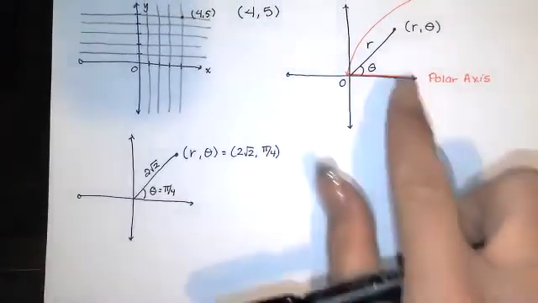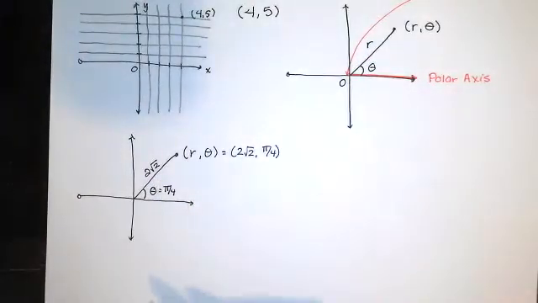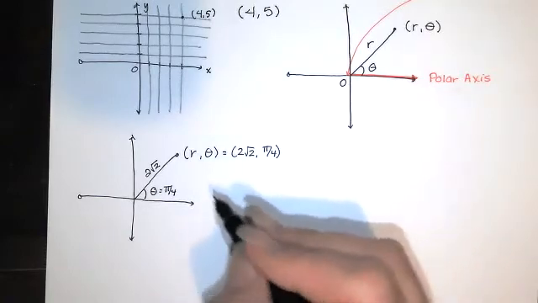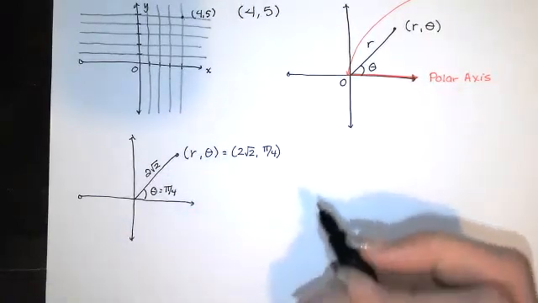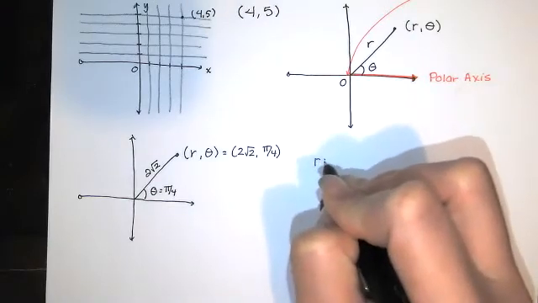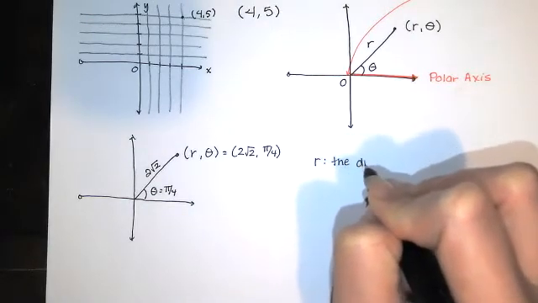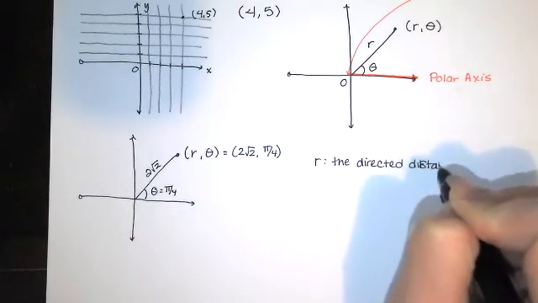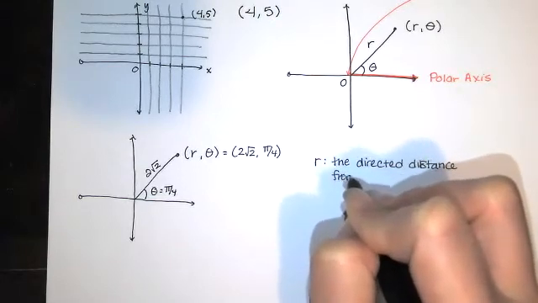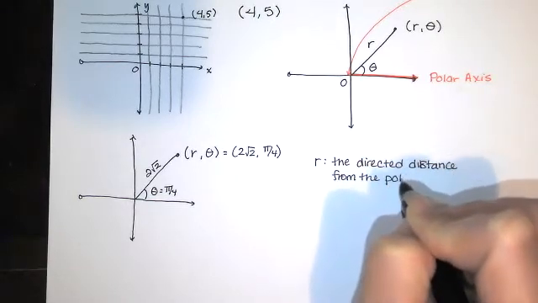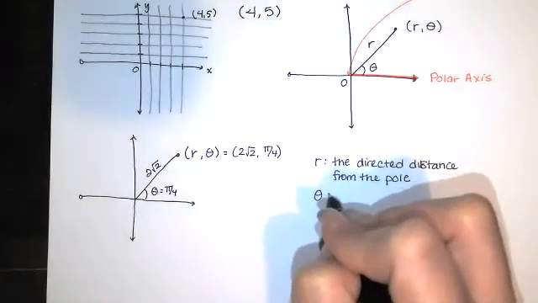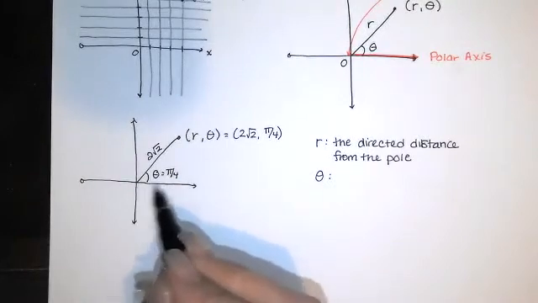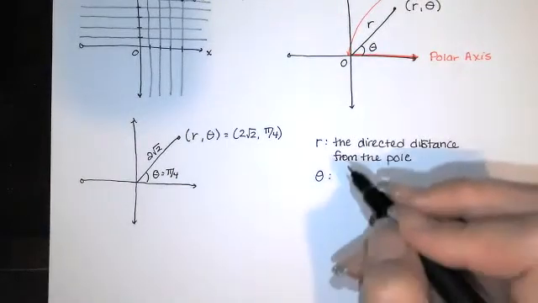Now, I've treated r as a distance from the origin or the pole, but this can actually be a directed distance. We're going to allow r to be negative sometimes. So we'll say that r is the directed distance from the pole. And theta is an angle that we make with the positive, or what used to be the positive x-axis, which is now called the polar axis.